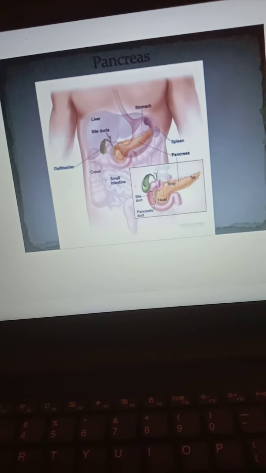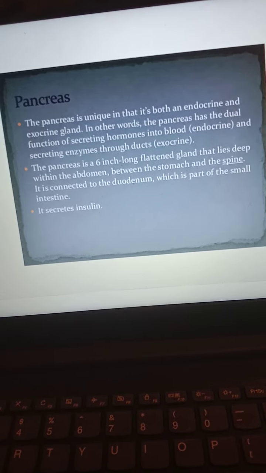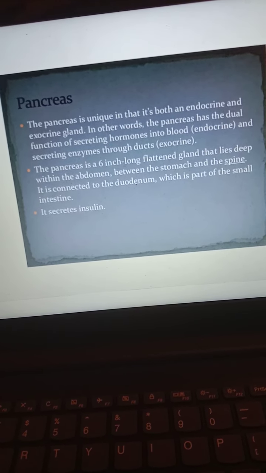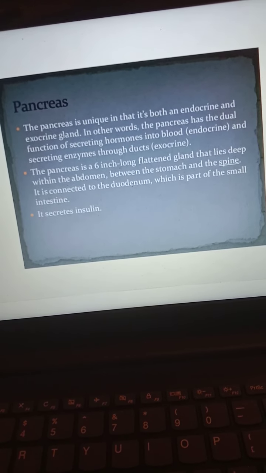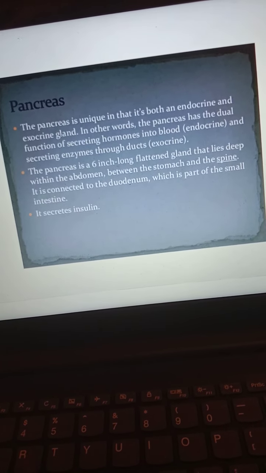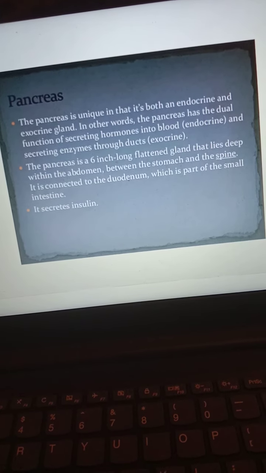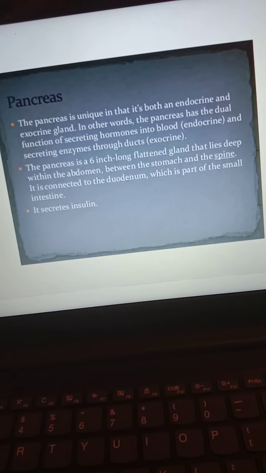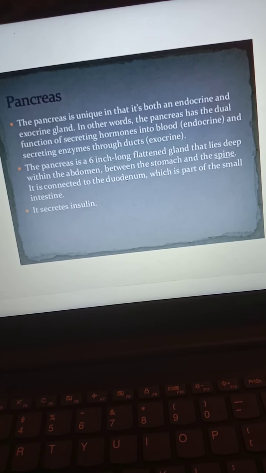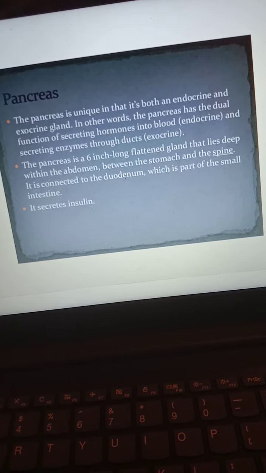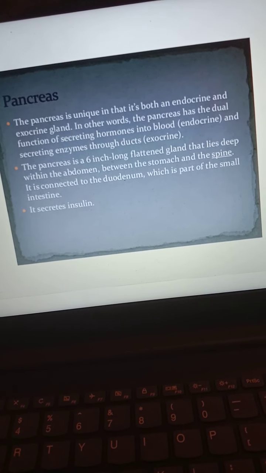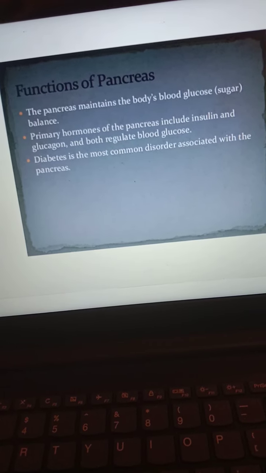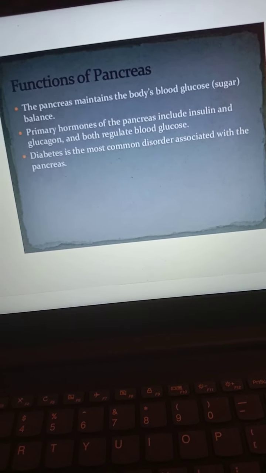Now we will see about the pancreas. The pancreas is unique in that it is both an endocrine and an exocrine gland. In other words, the pancreas has the dual function of secreting hormones into blood, which is endocrine, and secreting enzymes through ducts, which is exocrine. The pancreas is a 6-inch long flattened gland that lies deep within the abdomen between the stomach and the spine. It is connected to the duodenum, which is part of the small intestine, and it secretes insulin. The pancreas maintains the body's blood glucose balance.